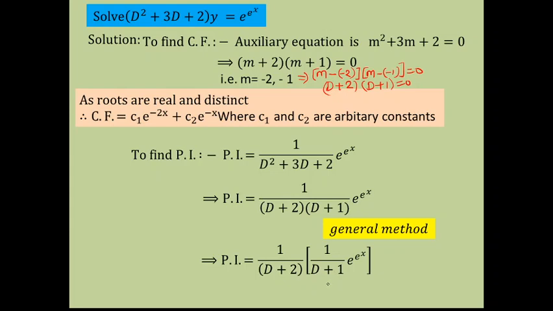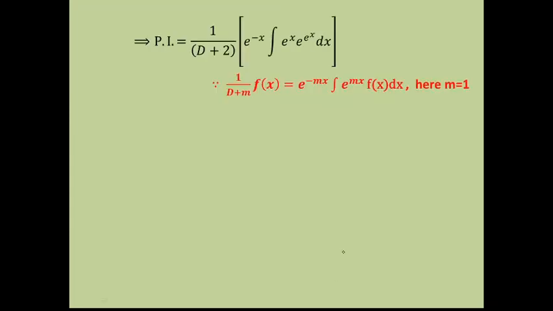So just identify m. The value of m is here 1, as we are operating d plus 1. So write this formula and put m equal to 1. So we have e raised to power minus 1 times x, that is e raised to power minus x, integration of e raised to power m, that is 1, x, operating on the right hand side function, which is e raised to power e raised to x.